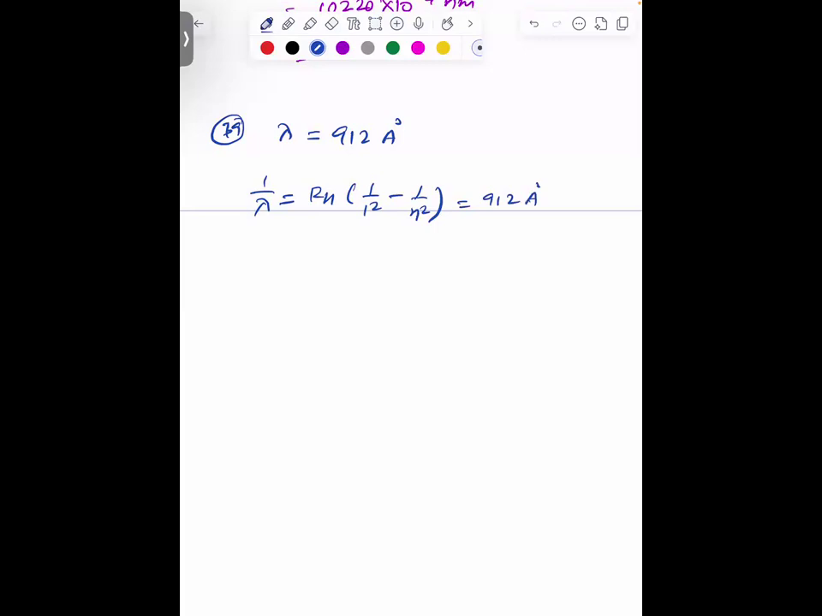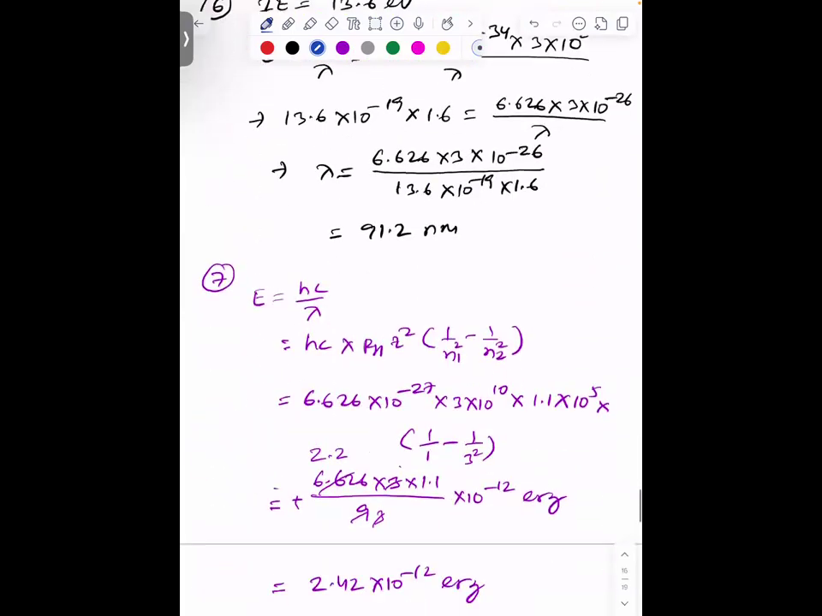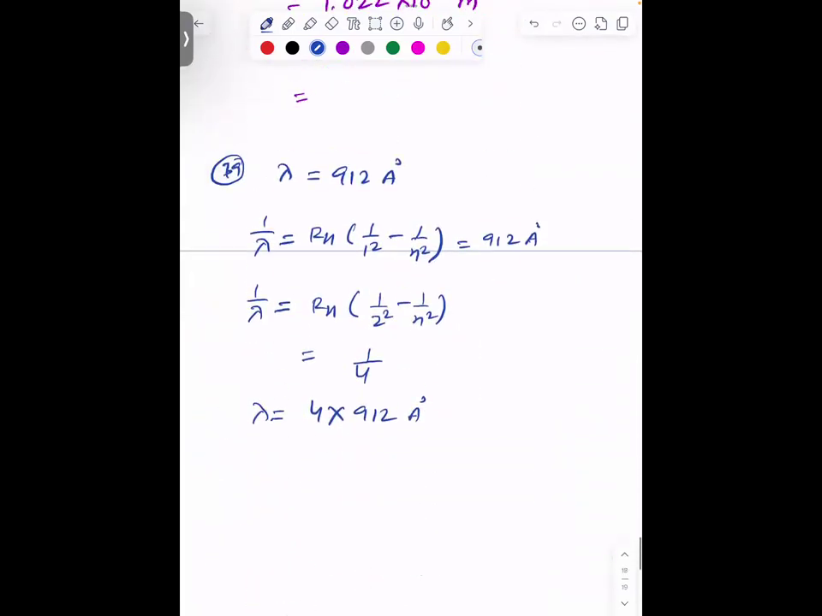And for Balmer series, it will be 1 by lambda equal to RH 1 upon 2 square minus 1 upon n square. So that means you have to multiply it with 1 by 4. Then you can write the answer. Then lambda will be 4 into this angstrom, because we have to take the reciprocal, 4 into 912 angstrom. This is the answer. No doubt.